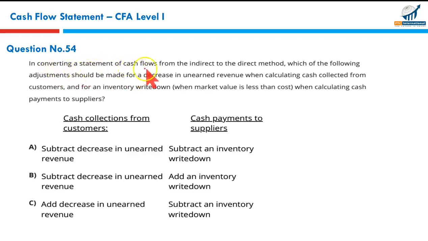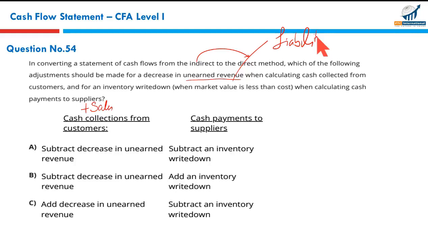Again, in converting a statement of cash flows from the indirect to the direct method, which of the following adjustments should be made for a decrease in unearned revenue? Decrease in unearned revenue. First of all, since you are moving from indirect to direct, we have already considered sales as our inflow. When our unearned revenue falls, what is unearned revenue? Unearned revenue is a liability. Unearned revenue is revenue received in advance.